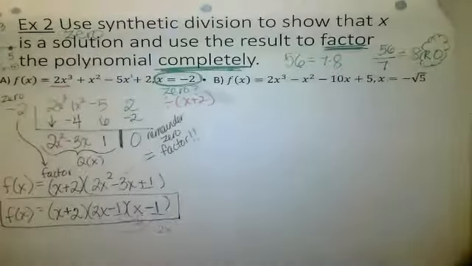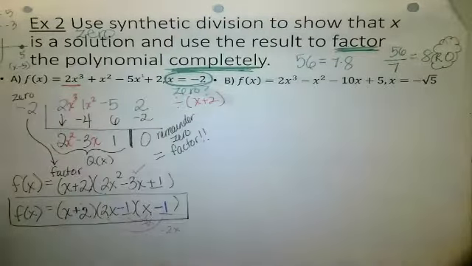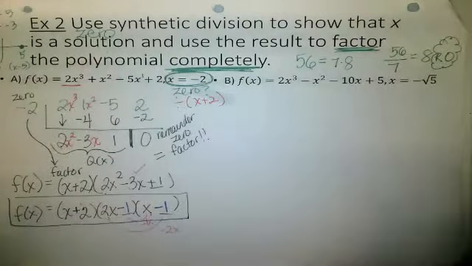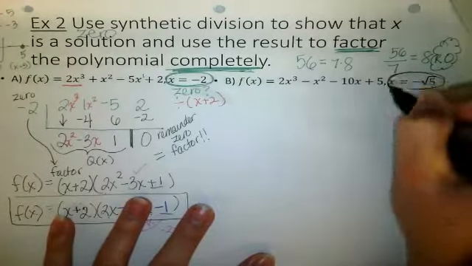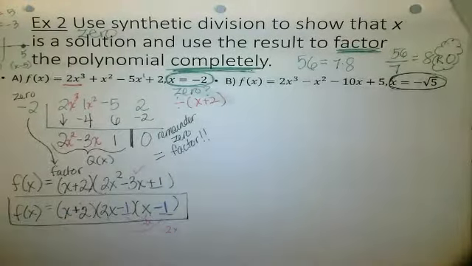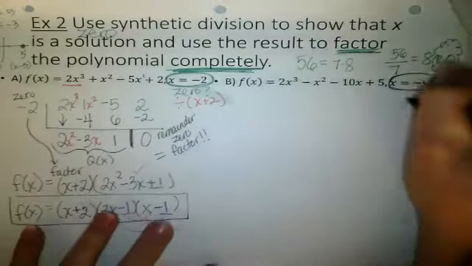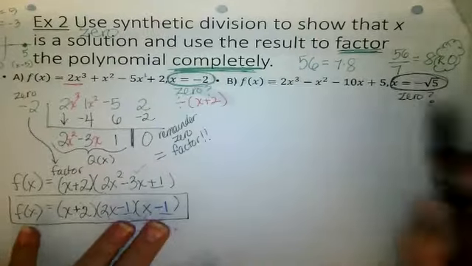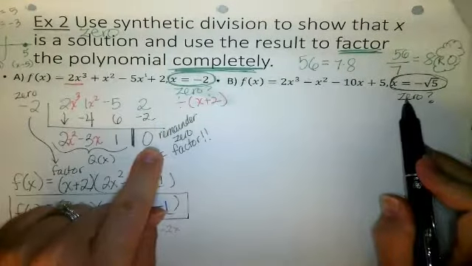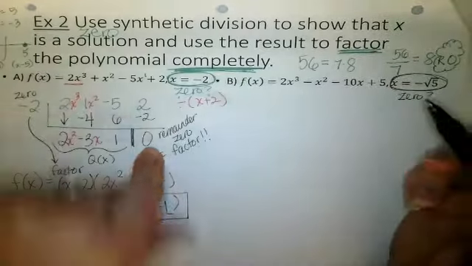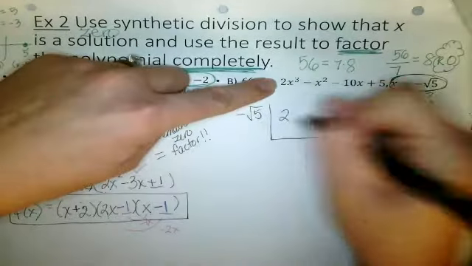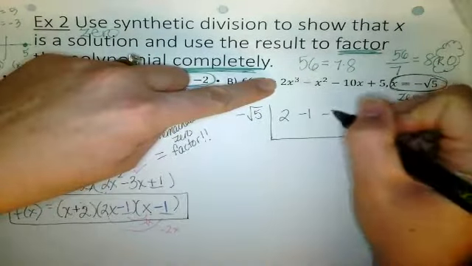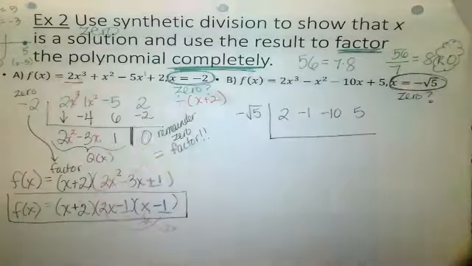Okay. Letter B is quite interesting. A little bit different. Kind of crazy. I thought it was really interesting. So here they're asking, is x equals -5 a solution, or is it a 0? Question mark. I'll know it's a 0 if it has a remainder of 0. So I'm going to use that in my division here. Negative radical 5. I'm going to put my coefficients 2, -1, -10, and 5. There's no missing terms there, so that's good.